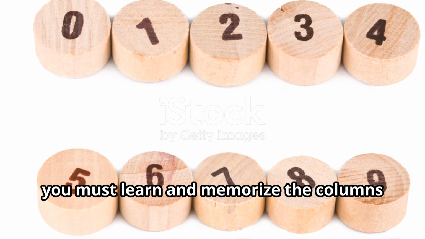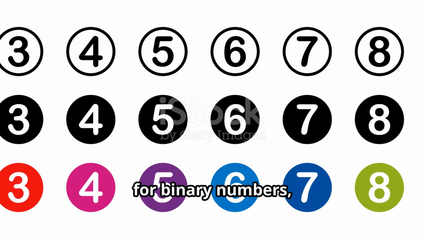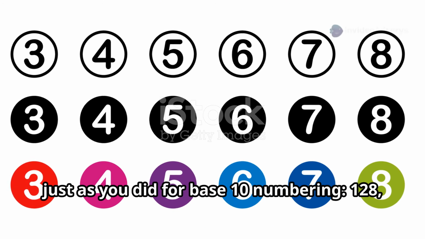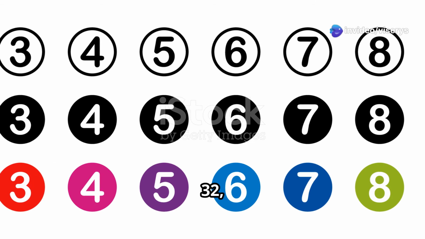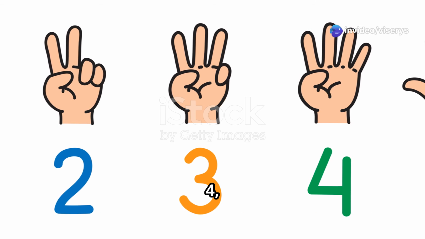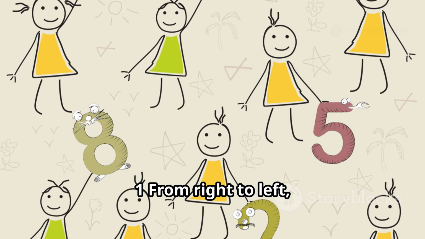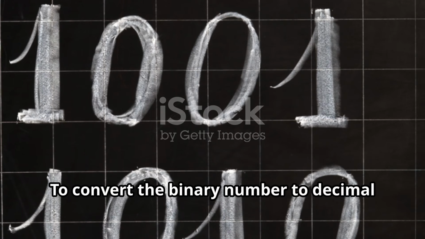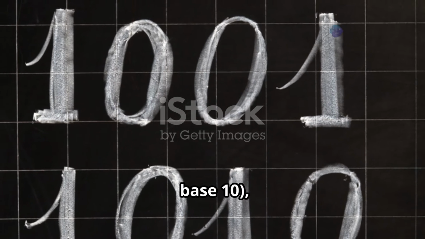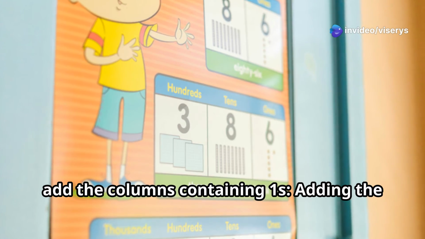First, however, you must learn and memorize the columns for binary numbers, just as you did for base 10 numbering: 128, 64, 32, 16, 8, 4, 2, 1. From right to left, these numbers represent increasing powers of 2. To convert the binary number to decimal, base 10, add the columns containing 1s.